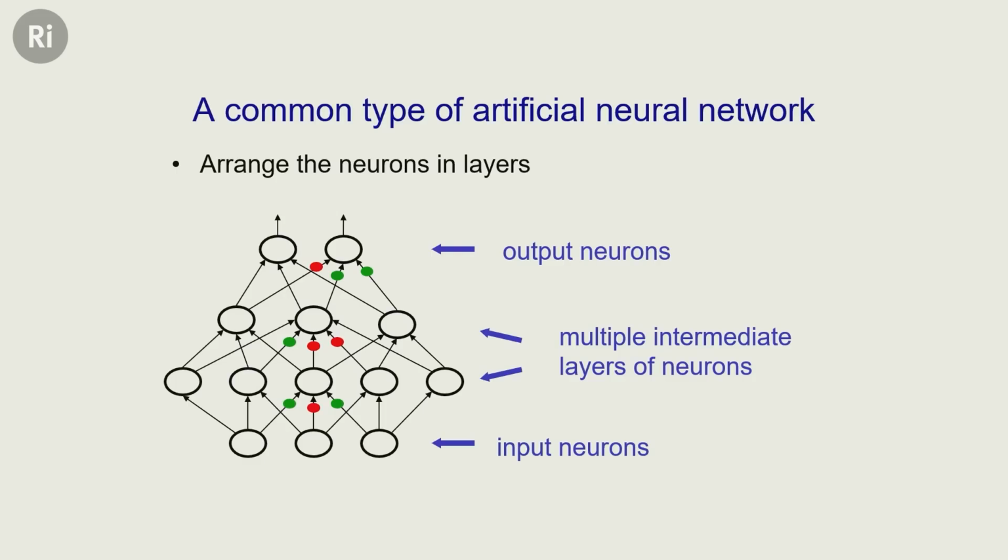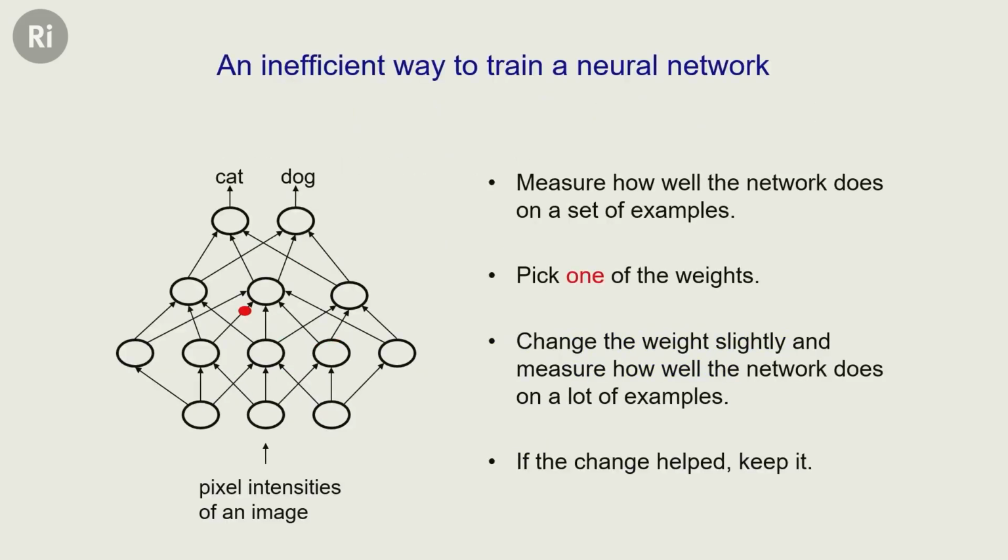Now, if you want a network like that to learn to be better at doing something, so you want to give it an image and have it say, for example, whether it's a cat or a dog, there's an obvious way to train it, which occurs to everybody who knows about evolution and mutations. What you can do is you can take one of the weights and you can first see how well the network does on a whole bunch of examples, and then change the weight just slightly and see how well the network does on a whole bunch of examples. And if it does better, you keep that change. And you just keep going like that.